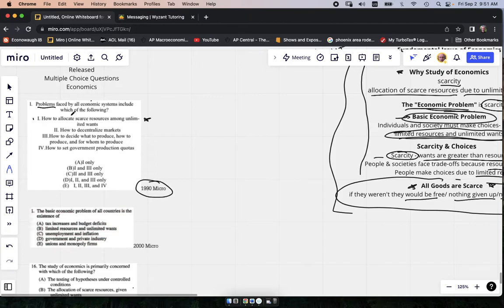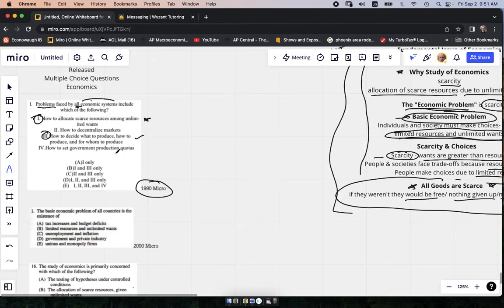So this is not a basic problem faced by all economic systems. How to decide what to produce, how to produce, or for whom to produce? Absolutely, right? This is that allocation of resources. How do we make sure things get to where they need to go, and that's how we use an economic system, to make sure that things get to where they need to go.